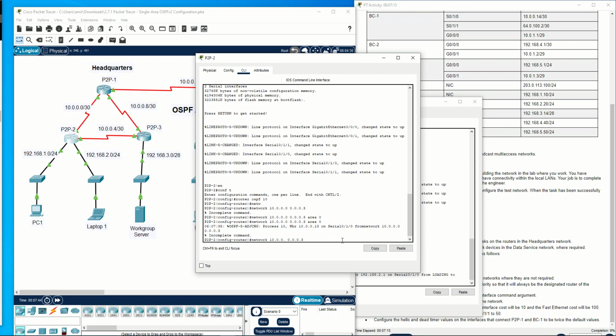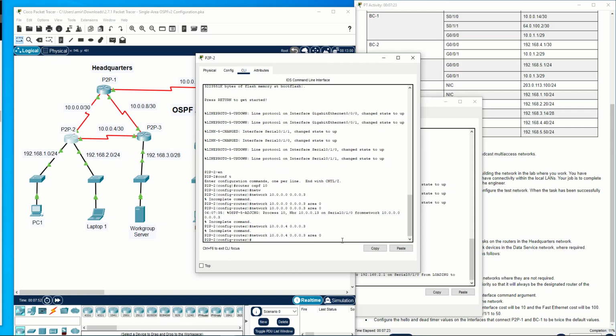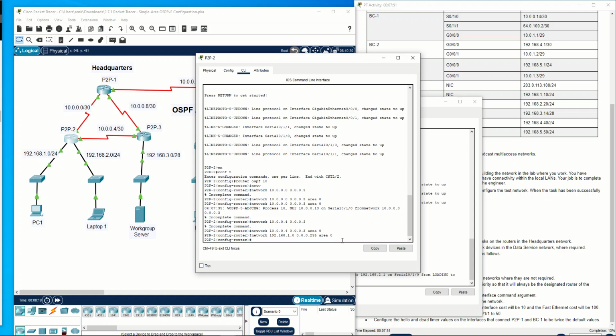And also we have 0.0.0.4, and also we have 192.168.1.0 and 0.0.0.255, which is the wildcard mask of /24, and also area 0, and we have also another one.